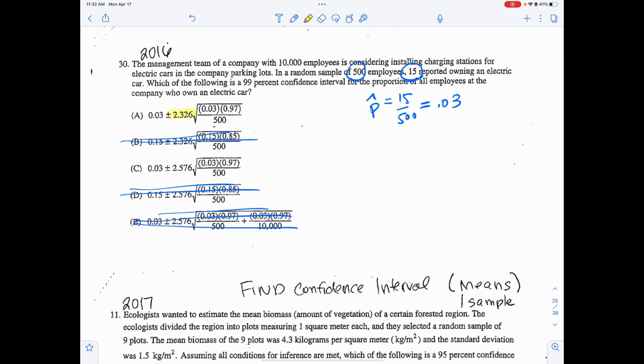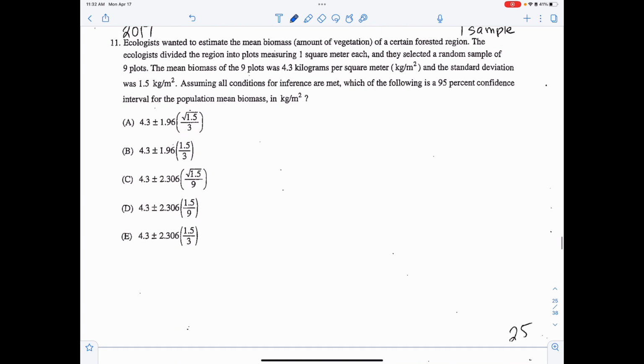So I look and they're obviously identical. The only difference is my z star again, and I'm looking for 99%. Well, I just did the 99% on the last problem, but I would do inverse norm. The area, of course, would be what we just talked about, 0.995. And of course, you get C again.